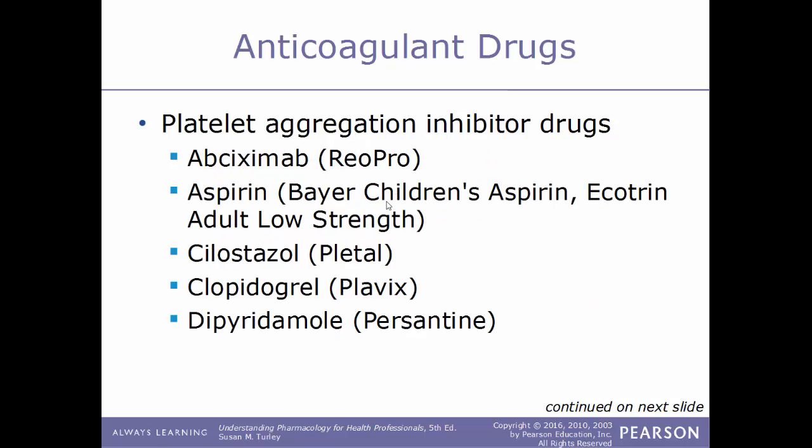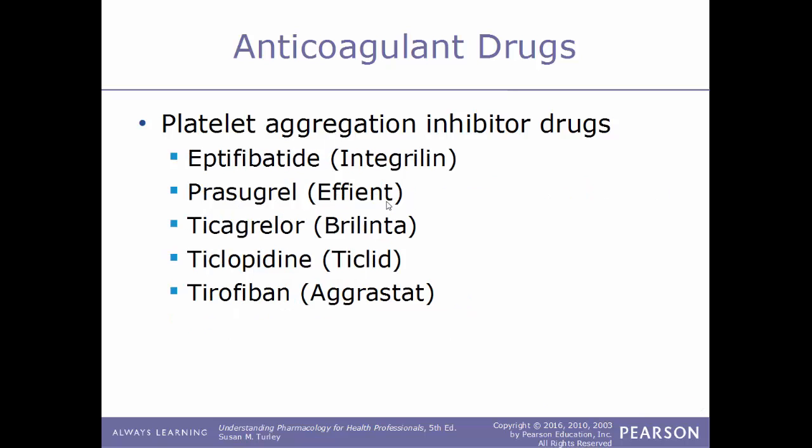Another example, abciximab, which is sold under the trade name ReoPro. Generic aspirin, common trade names here would be Bayer's Children's Aspirin, Ecotrin Adult Low Strength. Clopidogrel, which is sold under the name Plavix. Eptifibatide, which is sold under the name Integrilin. Prasugrel, sold under the name Effient. Ticagrelor, sold under the name Brilinta. Ticlopidine, sold under the name Ticlid. And tirofiban, which is sold under the name Aggrastat.